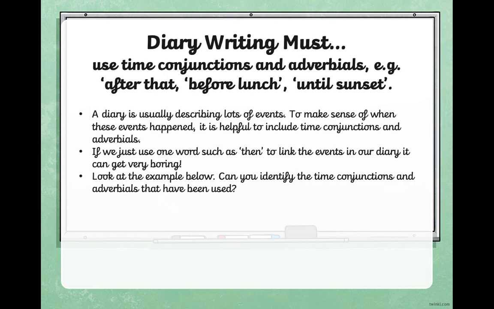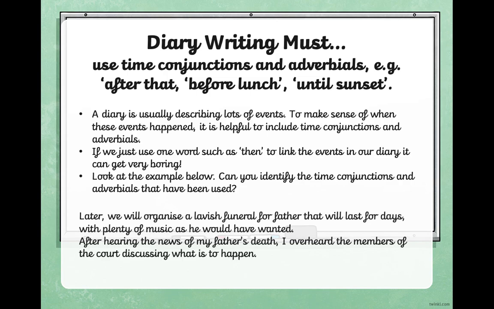If we use just one word, such as then, to link the events in our diary, it can get very boring. So remember when I was telling you about my morning, I got out of bed, I did this, I did that, I did this. See, that is telling you things in order, but it's not making it clear what order they're in, really. You only know that because it's normal to get out of bed and then go to the toilet and not the other way around. But you need to mix up how you are saying that time has moved on. Look at the example below. Can you identify the time conjunctions and adverbials that have been used?